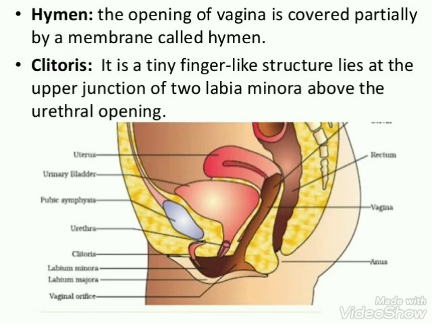Hymen, a thin mucous membrane that covers the vaginal opening either partly or entirely, is known as the hymen. The hymen often breaks during the first intercourse or during sports activity like horse riding, cycling, or a sudden fall or jolt, etc. Another term is clitoris. It is a tiny finger-like structure which lies at the upper junction of the 2 labia minora above the urethral opening.